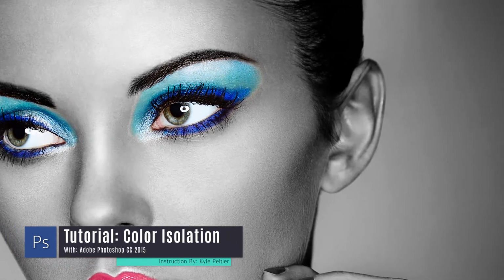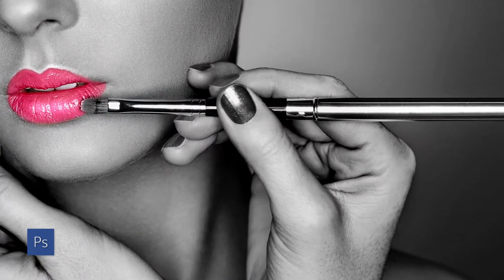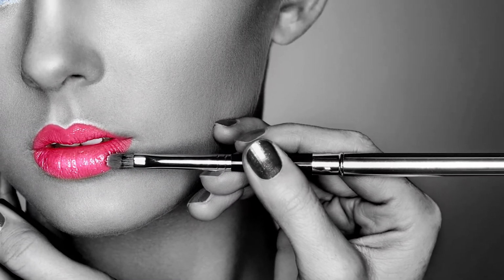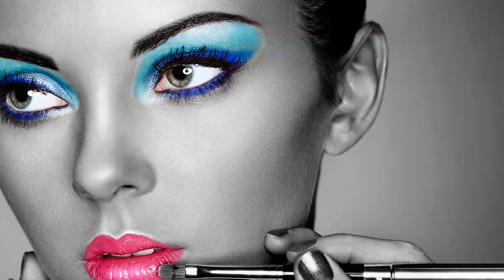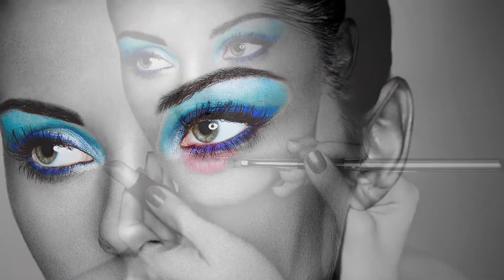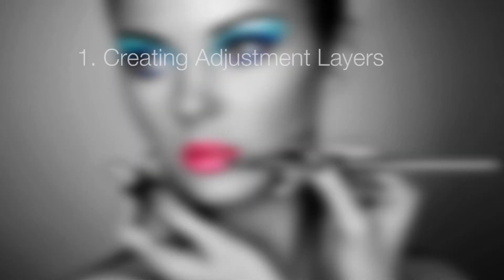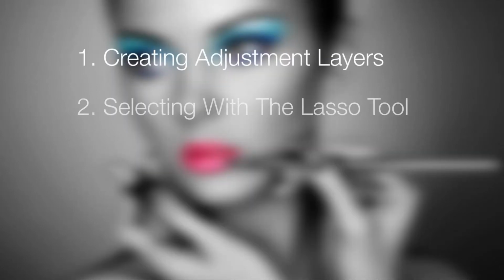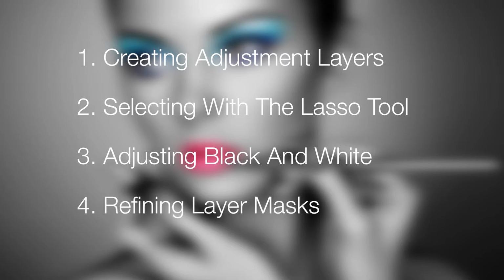Color isolation is a photo effect in which the majority of a photo is black and white, but some spots are left colored for a dramatic effect. In this video, we will be teaching you how to do this yourself in Adobe Photoshop. Concepts we will be learning are creating an adjustment layer, selecting with the lasso tool, adjusting black and white properties for better results, and refining layer masks.